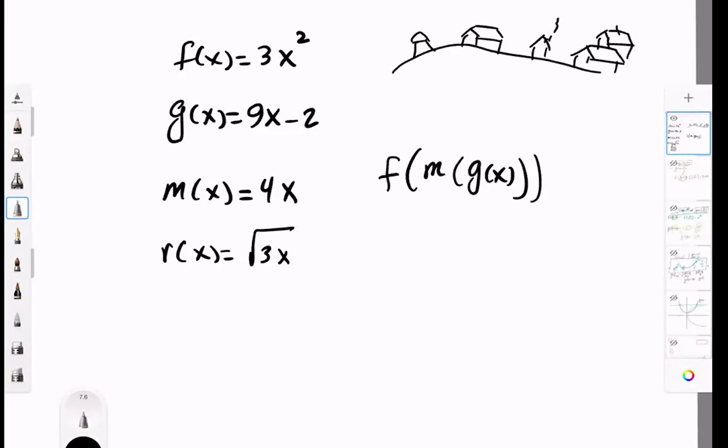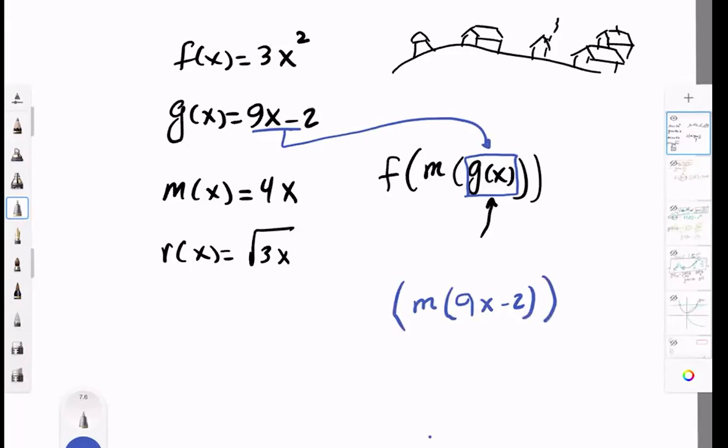So we are composing three different functions. We start from this inside, this one. G of x, instead of g of x, I'm going to plug the formula. So it's going to be 9x minus 2. Then we have m of this, then f of that. All right. What is m of 9x minus 2?